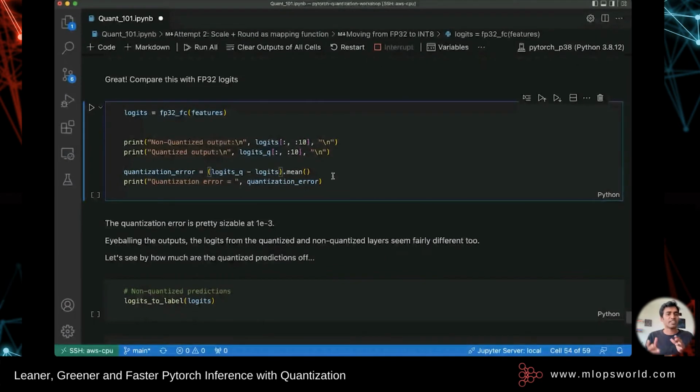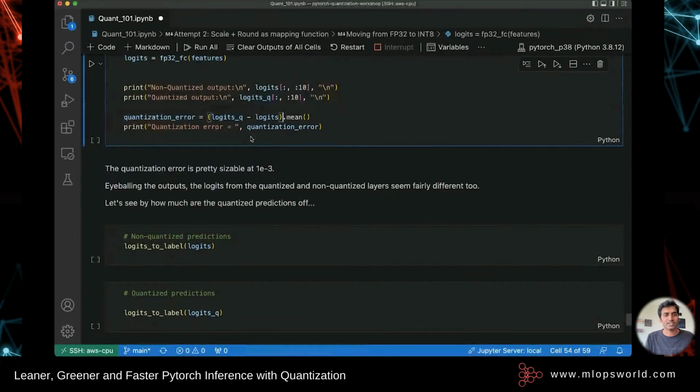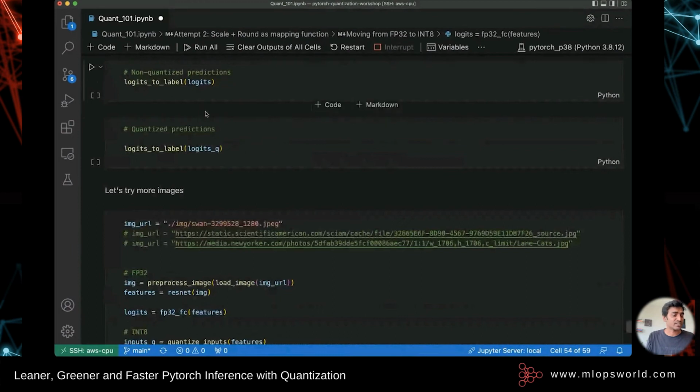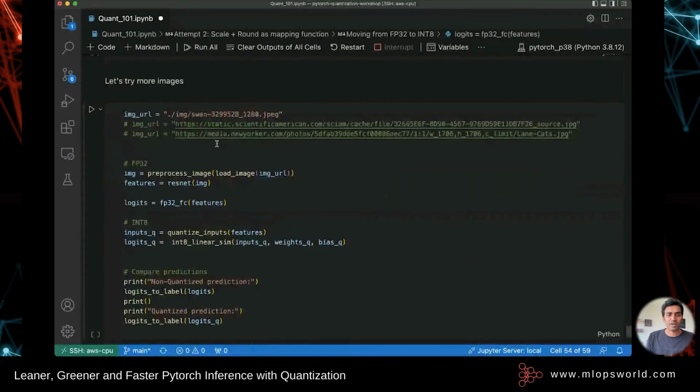When you take the delta between the quantized output and the non-quantized output, that tells you how much change the quantized model has actually introduced, and it is pretty huge. Like at 0.001, that's fairly large for values that are typically around that. But spoiler alert, it's actually the same prediction. The quantized model and the non-quantized model still predict wolf for that same image.